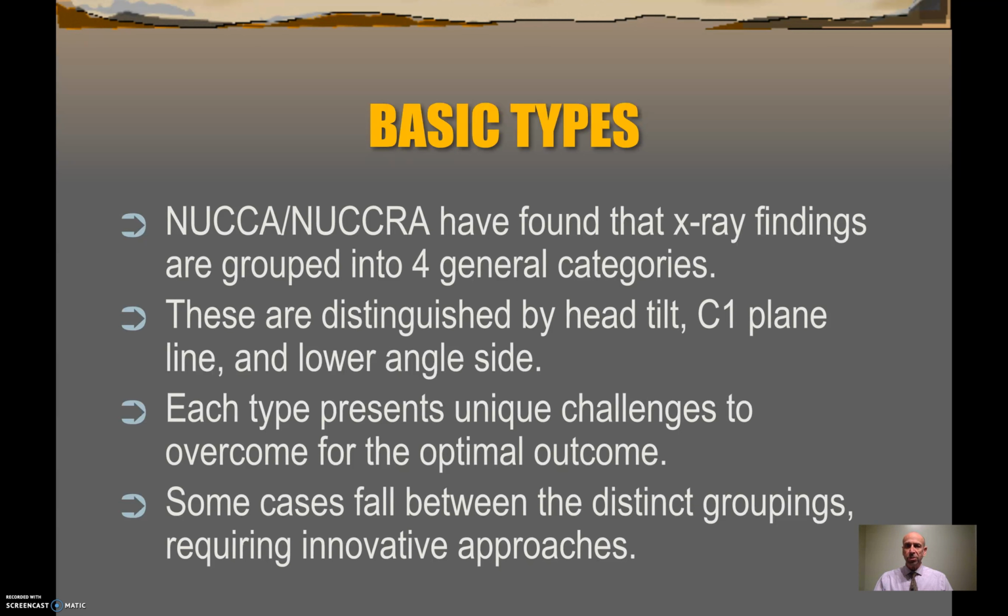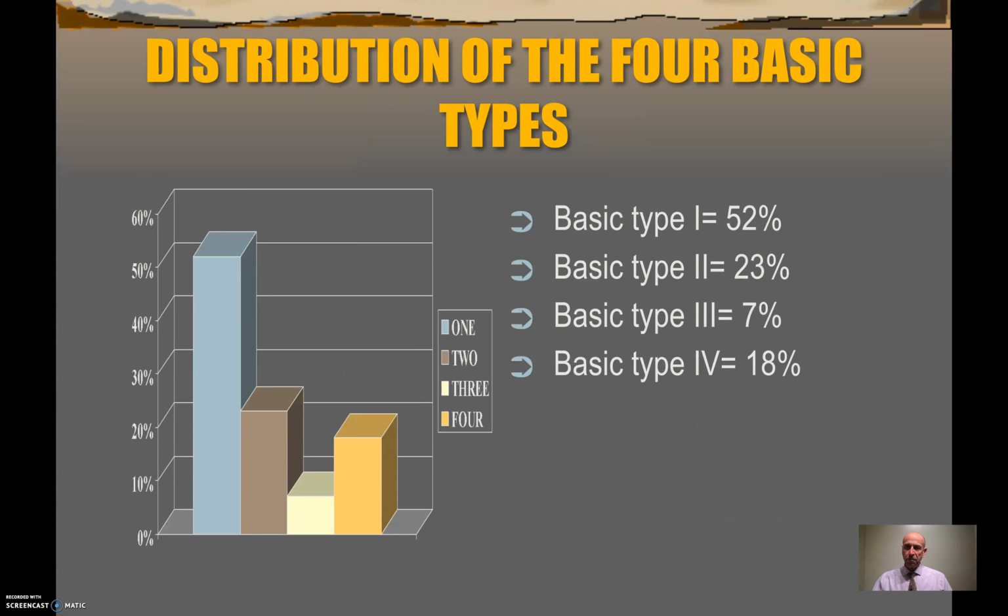Each type represents unique challenges to overcome for the optimal outcome, and some cases fall between the distinct groupings, requiring innovative approaches. So even though we have the four basic types, not all cases fall within those distinct borders. When we did a statistical analysis on what sort of misalignments, prevalence or occurrence we have, this is the way that it broke down.